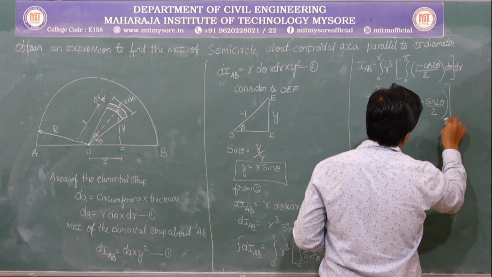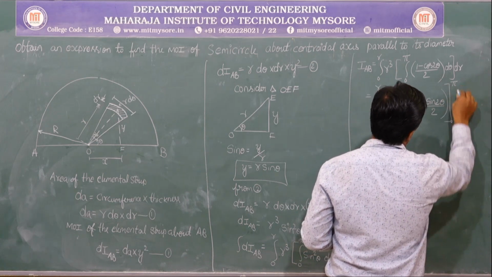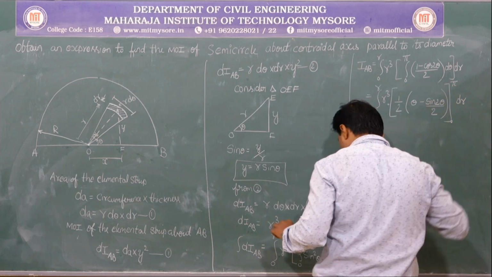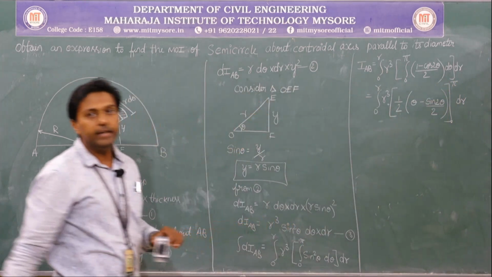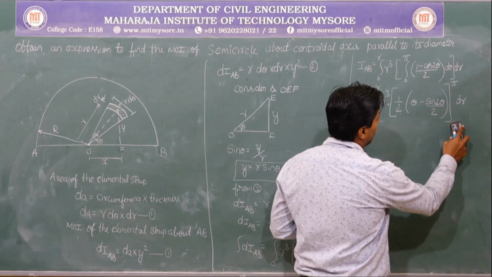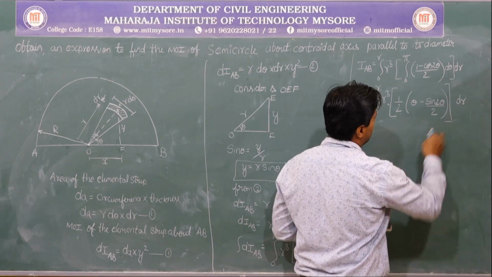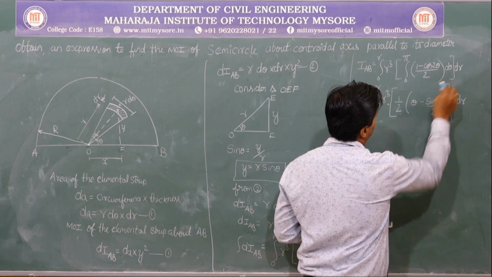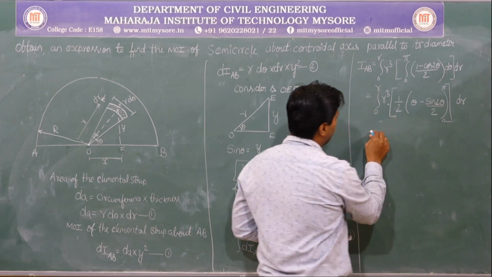So what is the limit? 0 to pi, and we are still left with dr. Any doubts in that? So now let me apply, instead of marking it here, let me mark it for this. It is 0 to pi.